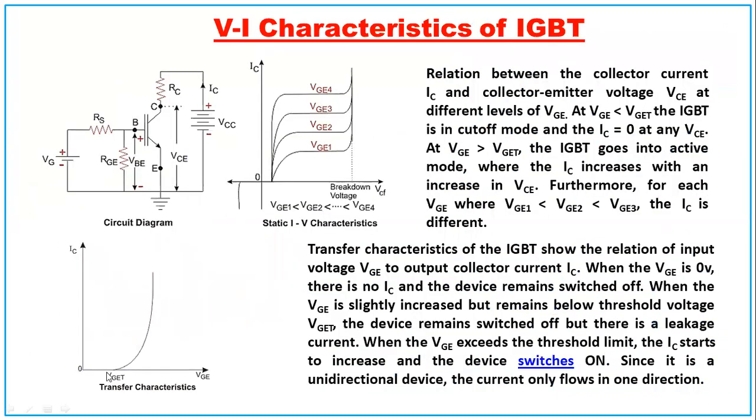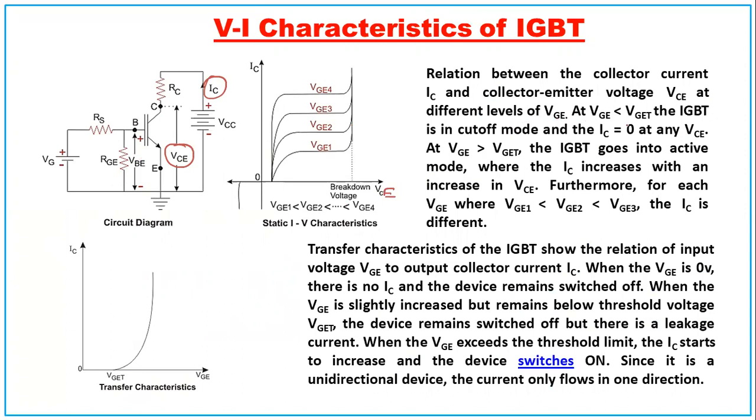Now let's see the VI characteristics of the IGBT. This circuit diagram is already familiar to you. I have already explained the relation between the collector current IC and the collector emitter voltage VCE. So IC and VCE at different levels of gate, that is, the amount of gate pulse we are providing, VGE.